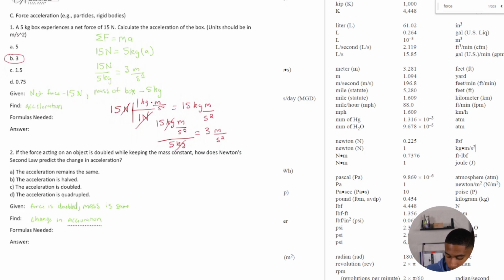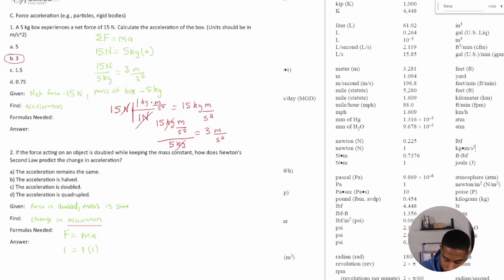All right, so what are the formulas that we need, right? So going back, we're dealing with force, mass, and acceleration. So the formula definitely needed is force is equal to mass times acceleration. So we can do this ourselves, right? If force is 1 and mass is 1, that means acceleration needs to be 1.